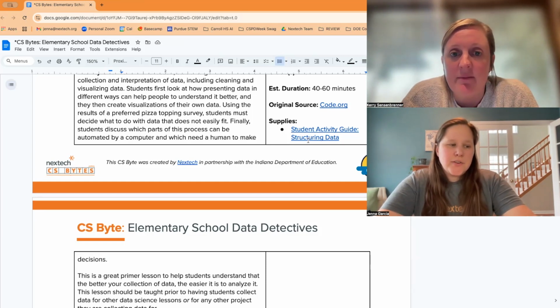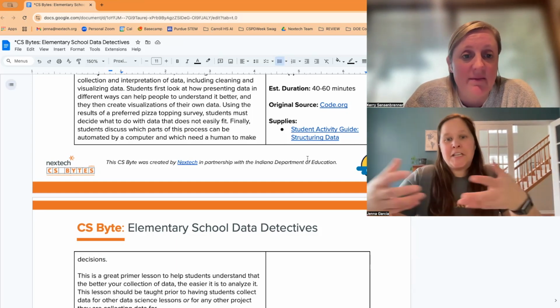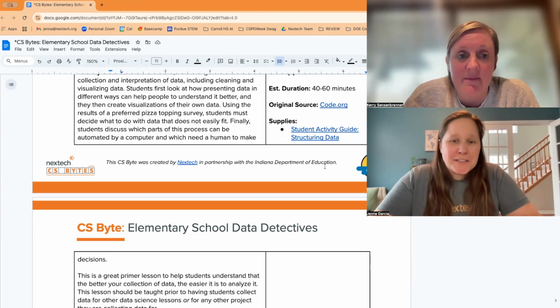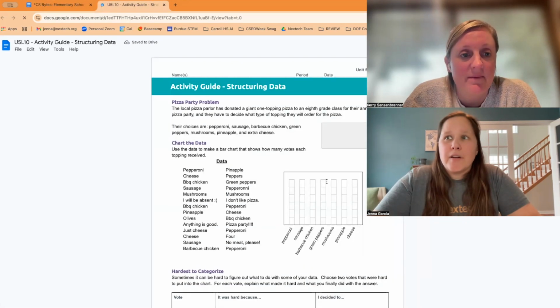And I think also for these younger grades, just using the word data is huge, and calling out collections of items that you're collecting as data is great for these younger students. Good. And then here's the worksheet from code.org of the pizza party.